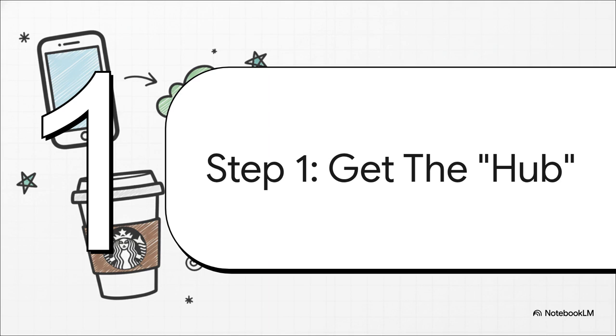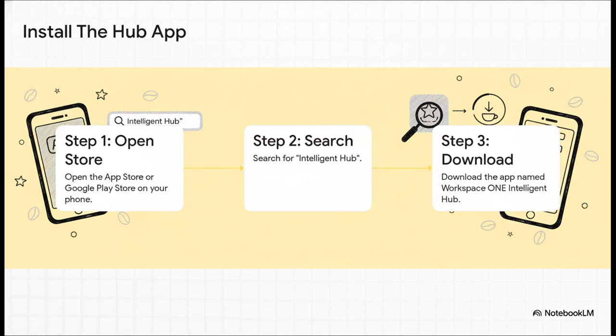And here's the twist. We're not actually downloading the Partner Hours app first. We need to start with a special gateway app, and it's called the Intelligent Hub. Go ahead and open your phone's App Store. In that search bar, just type in Intelligent Hub. Now the one you're looking for is called Workspace ONE Intelligent Hub. This is the key. It's the secure app that's going to connect your phone to the private Starbucks app system.